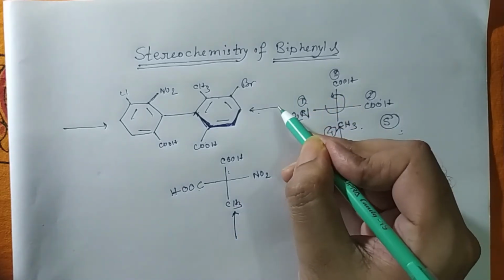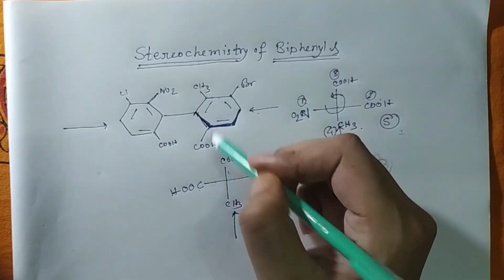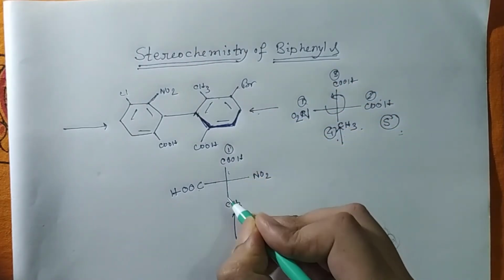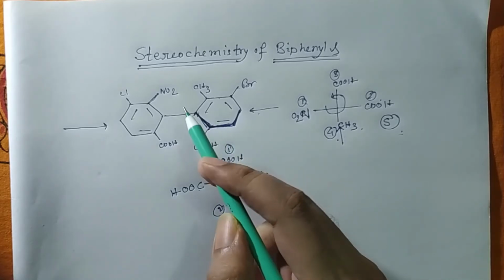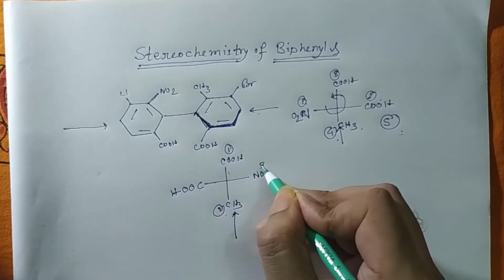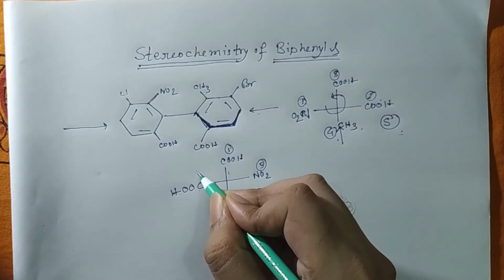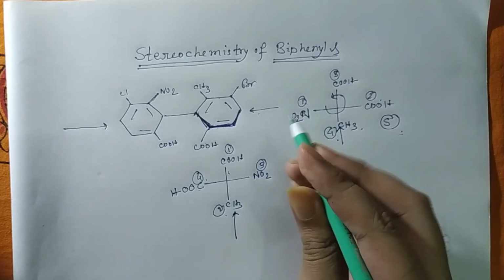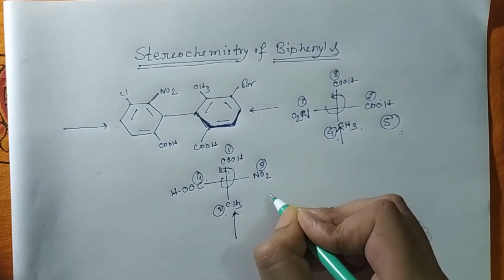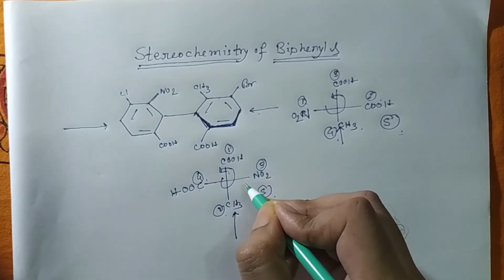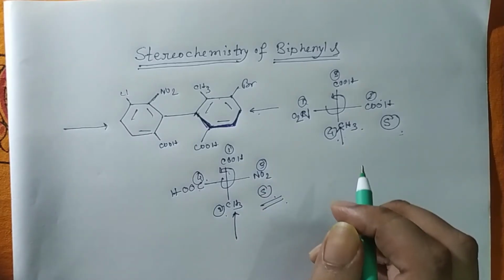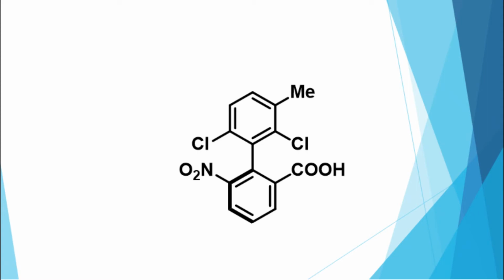So now, as we are seeing from this end, we have to prioritize these two groups first. The carboxyl group will have 1 and CH3 will have 2, and then we have to prioritize among these two groups. So nitro will have 3, carboxyl will have 4. So 1, 2, 3, so again S. So this is the way of determining the configurations. Okay, so let us do another example similarly.